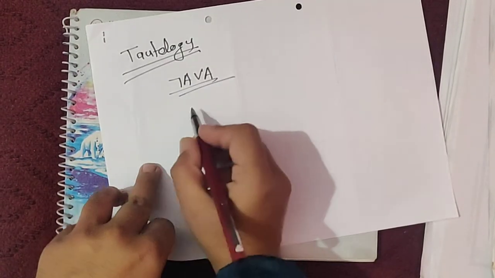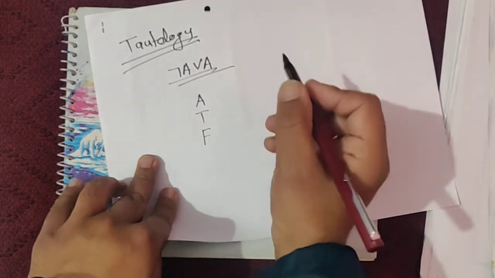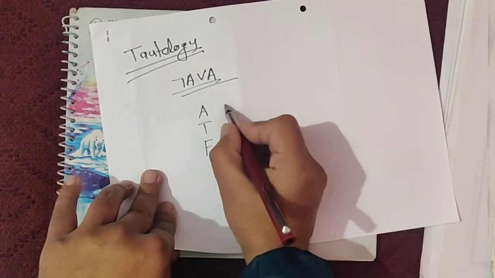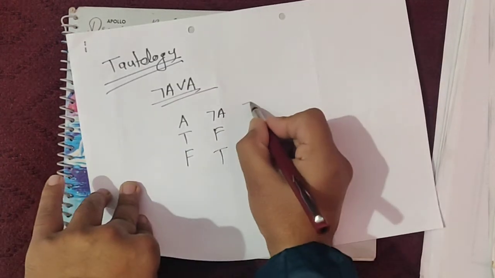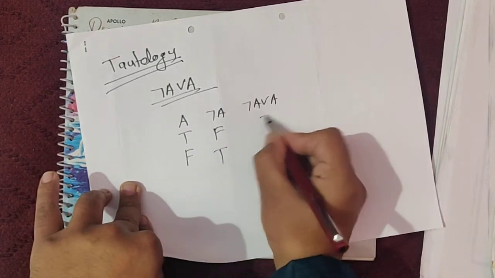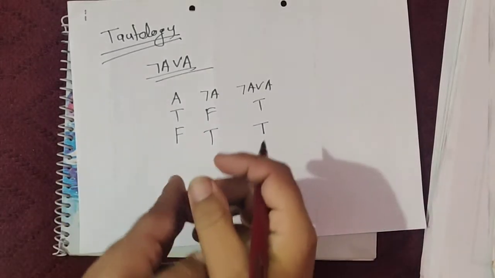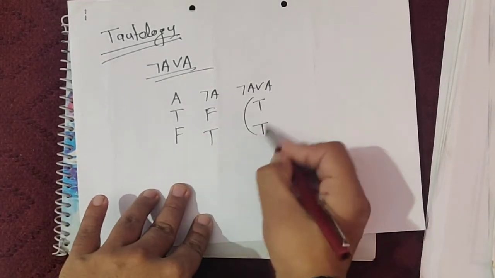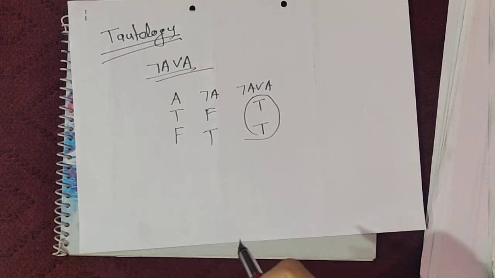So let us see A, true, false. Only one variable. Not A is false, true. So not A or A: true or false is true, false or true is true. So the outcome is always true. So this type of statement is known as a tautology.